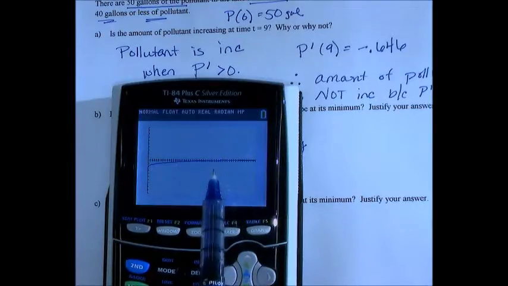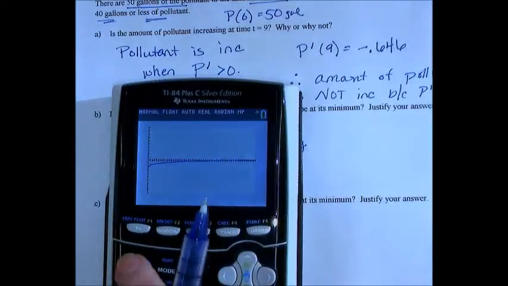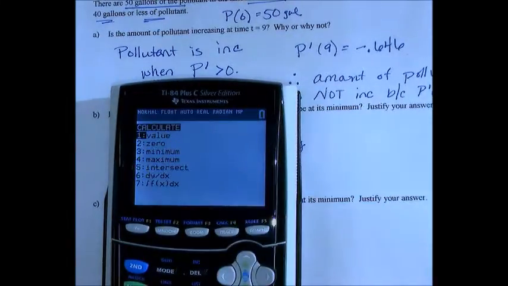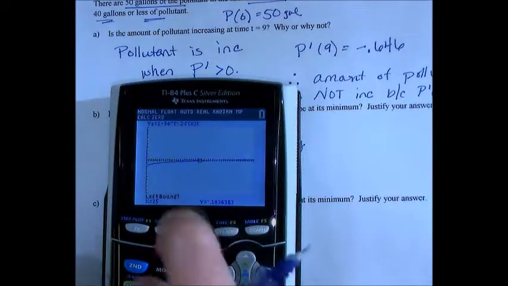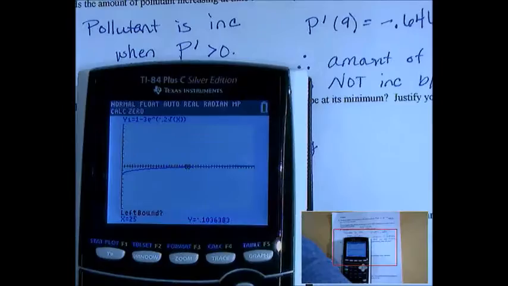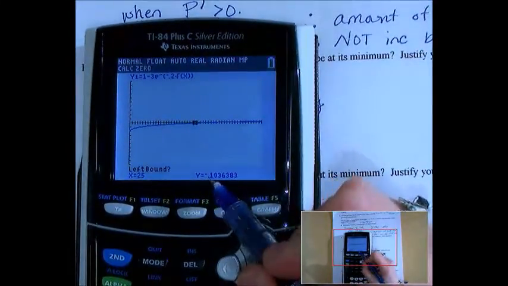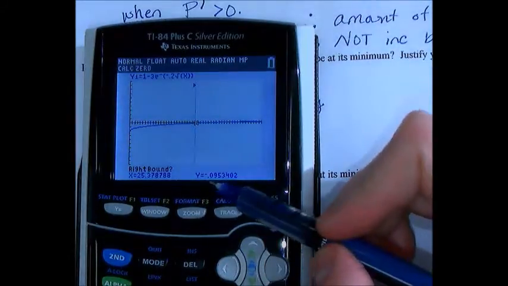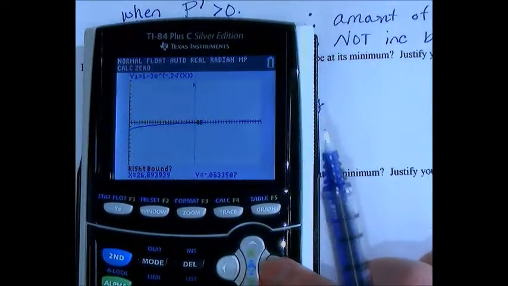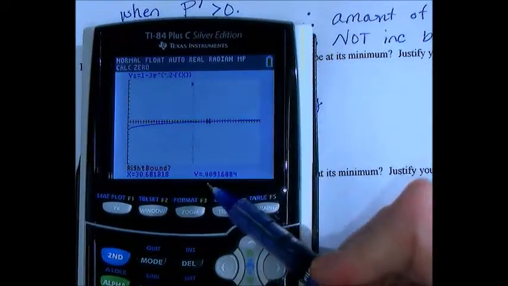So I need to find when P prime, that's my graph, is 0. So I'm going to do second trace, option 2, left bound. Notice that my y-coordinate, I know it's really small, but if you look at this, my y-coordinate right here is negative, okay? So I can say enter. Now my right bound, I know I'll be to the right. I want that y-coordinate to change to a positive. As soon as it changes to a positive, there we go.